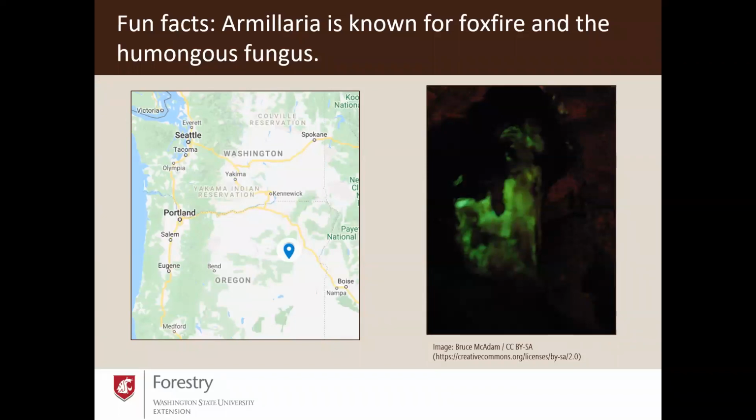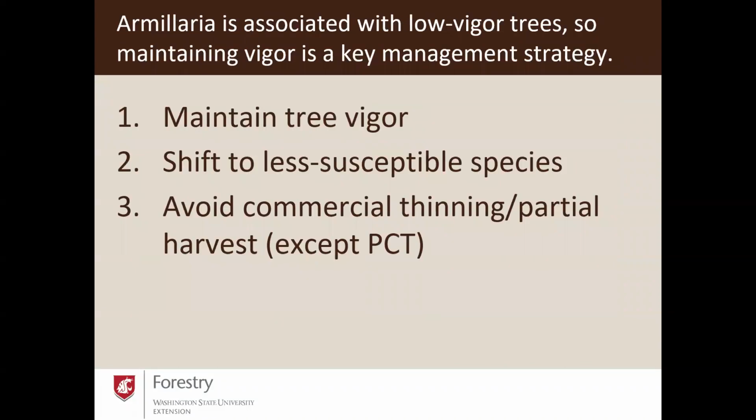As far as rate of spread for Armillaria, it's a pretty big range. It can go from less than a foot to more than 4 feet per year, depending on the species, the tree age, and the location. Armillaria is much more damaging in drier areas. It's much more damaging east of the Cascades than it is west of the Cascades.